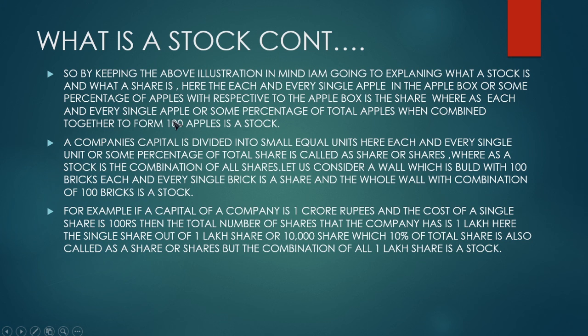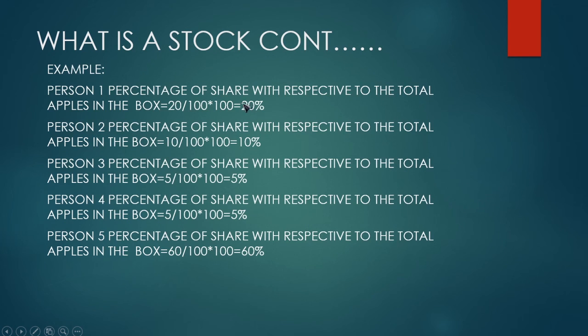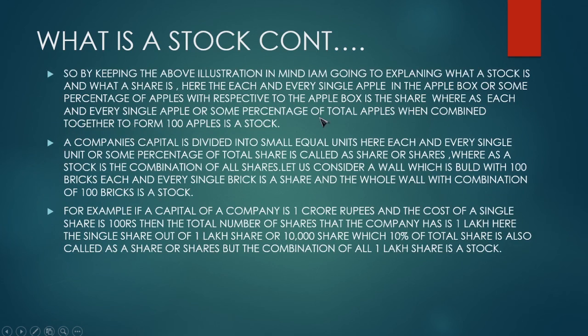Whereas each and every single apple or some percentage of total apples, when combined together to form 100 apples, is a stock. See here, the combination of 20 plus 10 plus 5 plus 5 plus 60 is equal to 100. This total of apples in the apple box is a stock. So the stock is a combination of all shares.